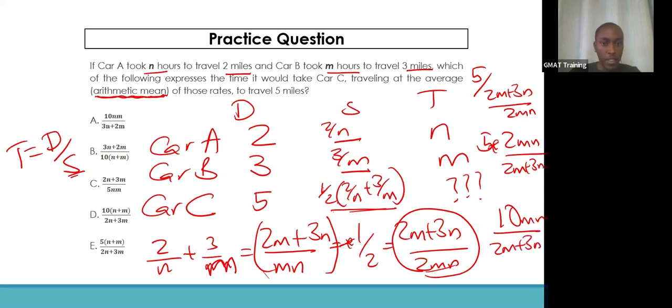So can you find the answer here? That's answer choice A. 2mn, also 10nm, that's the same. 3n plus 2m, yeah, 2m plus 3n, the same thing. So we have answer A.